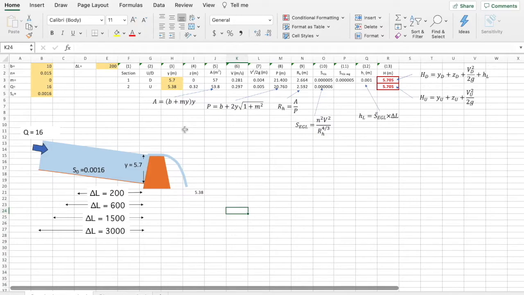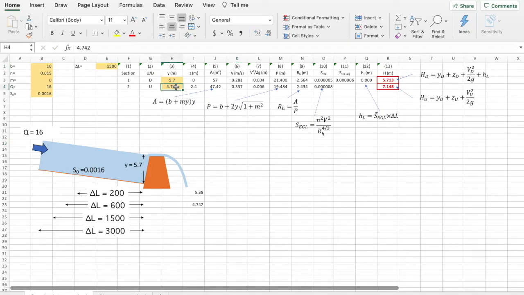And for the second diversion point, delta L equals 600. And again, after doing several tries, we can get the water depth is 4.742. We can see these two values are the same. So when the delta L equals 600, water depth is 4.742. For the third diversion point, delta L equals 1500.